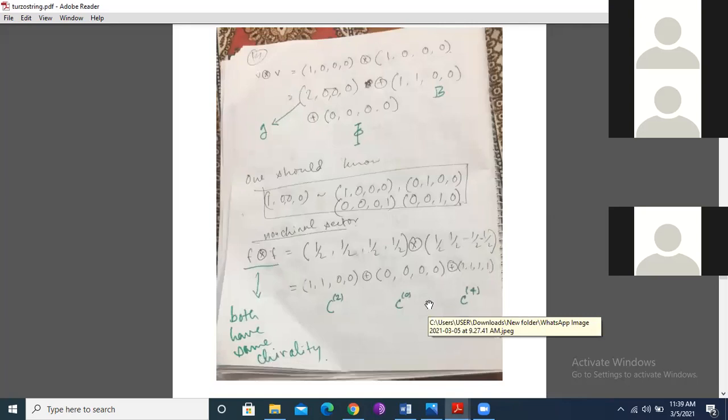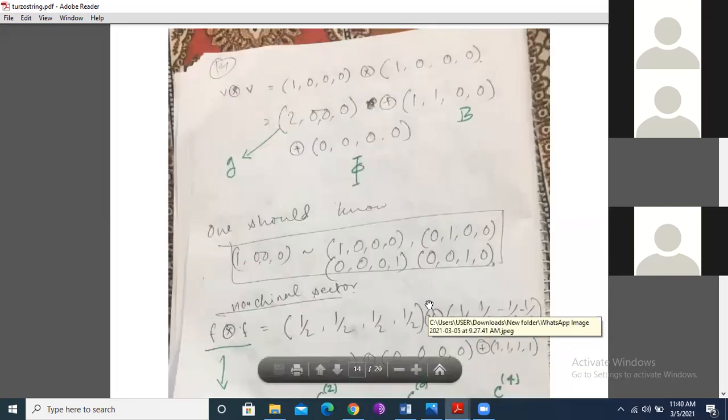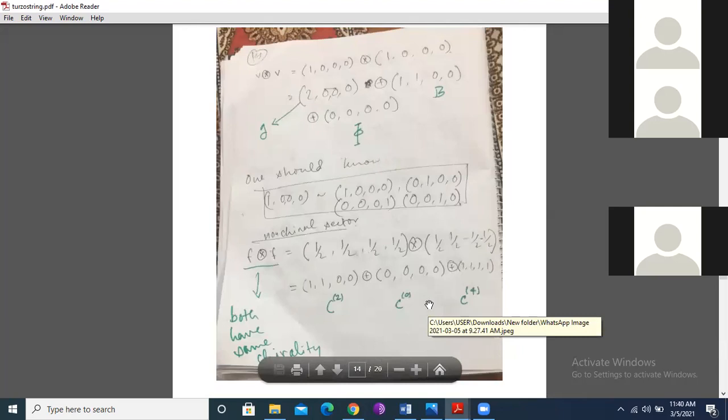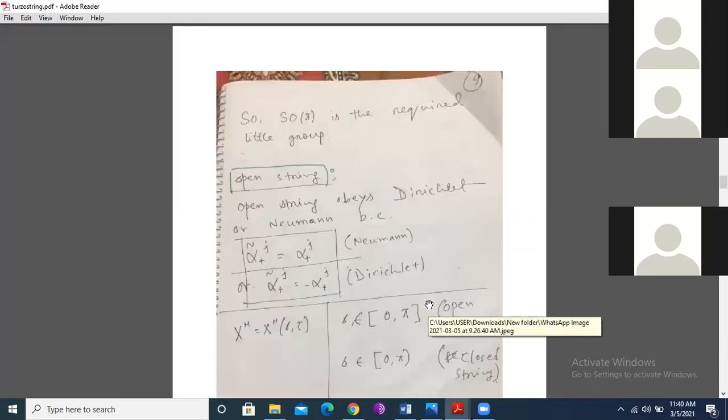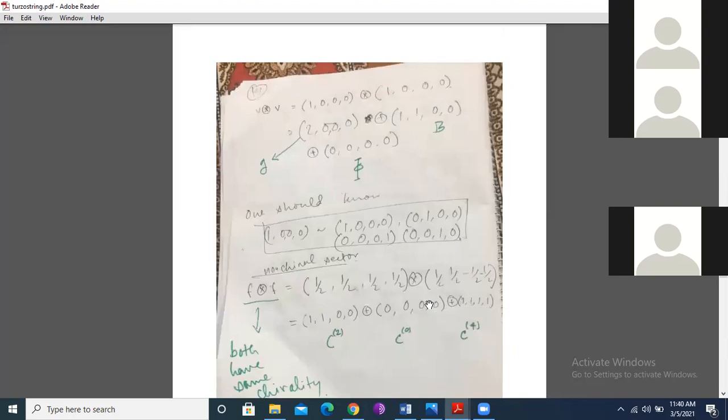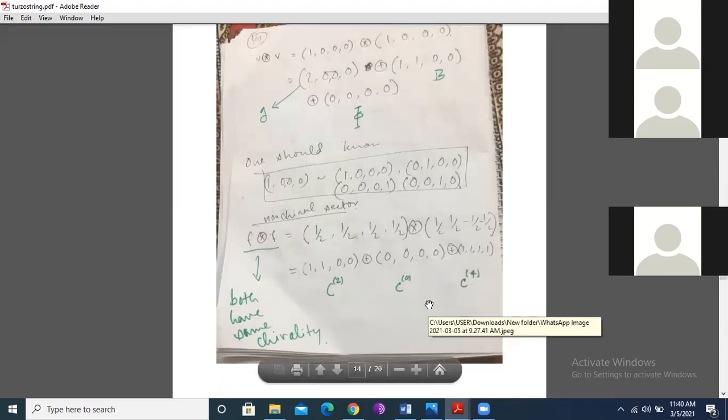Just one complementary question. Can we also take a Majorana representation? I'm not sure we can take Majorana, because Majorana fermions are chargeless, right? But these fermions are charged. These fermion generators are charged under some other field. I don't think you can take Majoranas.